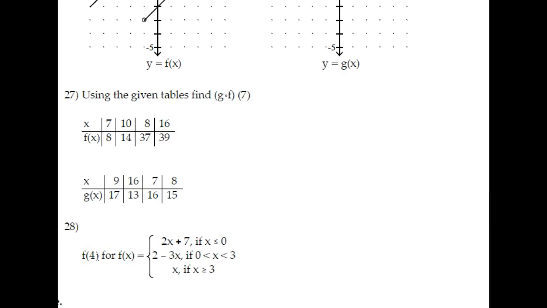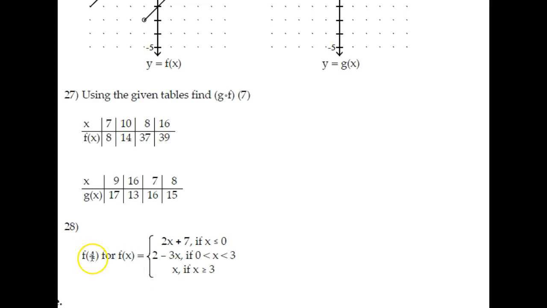So for 28, it's asking us what is f of 4 going to be for this function. So this is a function that looks completely different depending on what x is. If x is less than 0, it's this line. When x is in between 0 and 3, it's this line. And then when x is anything 3 or greater, it is just x, which is another line. So depending on what your x value is, the function itself looks completely different. It's called a piecewise function.